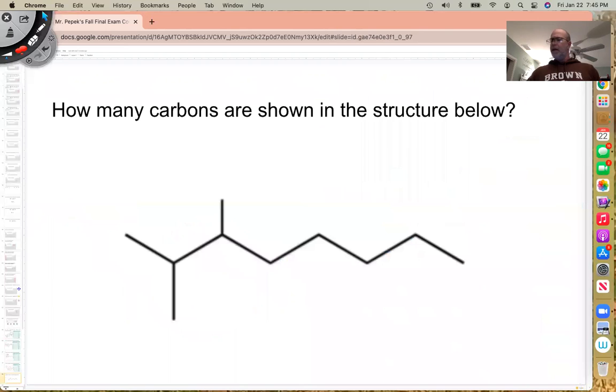Excellent. Now, this is a carbon chain. And my question is, how many carbons are shown in this structure below? How many carbons are there in this structure?